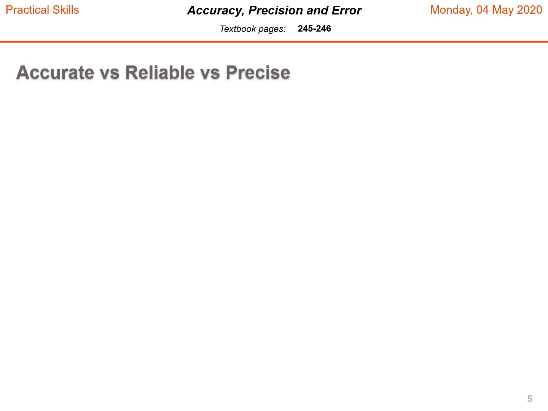I'd now like to cover these three terms: accurate, reliable and precise. These are three terms which are often poorly understood and easily confused. In this section of the lesson I hope to explain these to you using a target practice analogy.